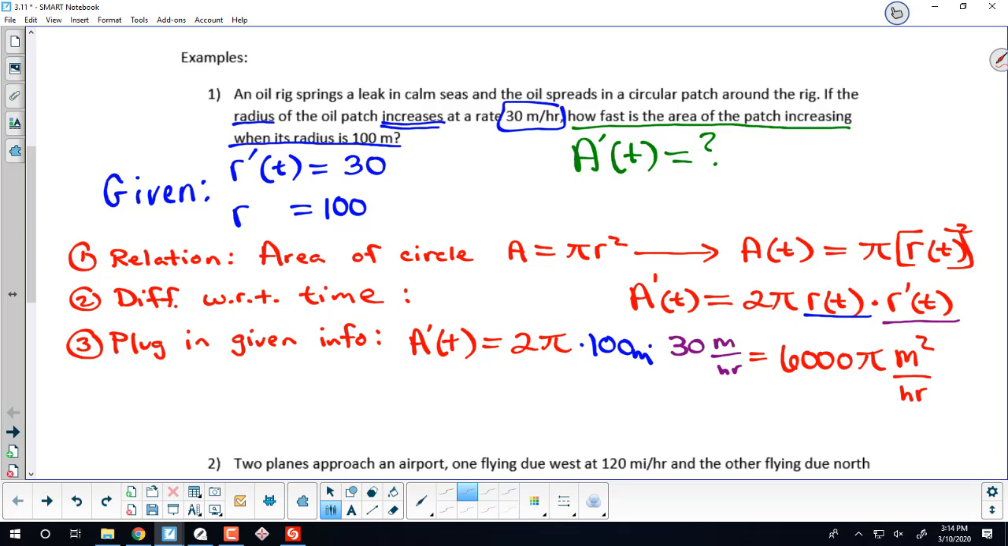And that's approximately 18,850 meters squared per hour. So that's a pretty massive amount of stuff. I don't know if this was modeled from a real situation or not, but it sounds like it. Approximately 18,850 meters squared per hour, just so we have a sense of what that number is. But there's our exact answer.